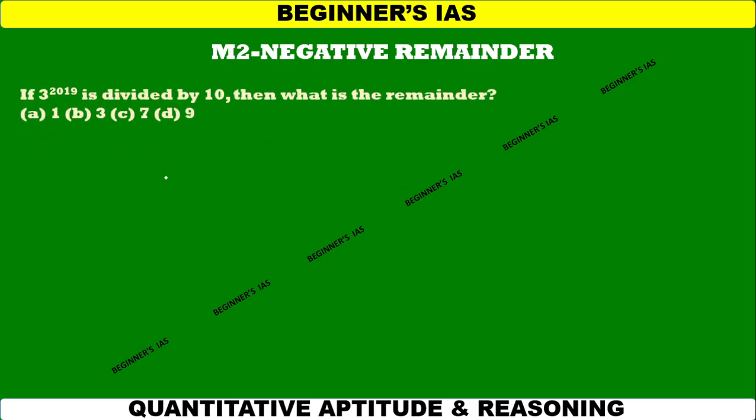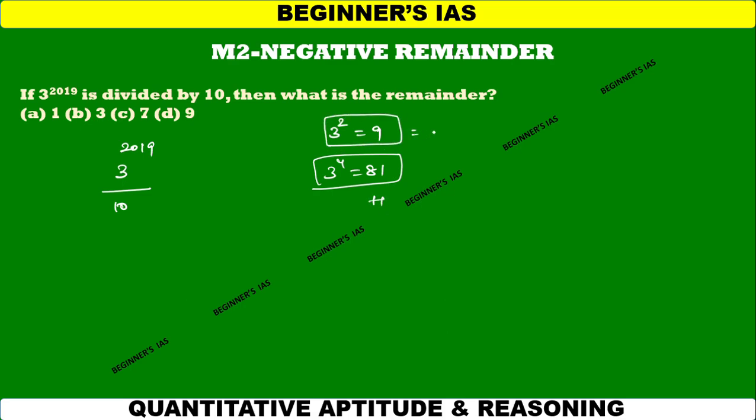Listen, this is nothing but 3 power 2019 divisible by 10. Just check, 3 square is equal to 9. 3 power 4 is equal to 81. If I take 81, it leaves you a positive remainder, that is plus 1. If I take 3 square is equal to 9, it will give you minus 1. Why will it give you minus 1? Since 10 into 1 is 10, then minus 1. This is nothing but the 9.